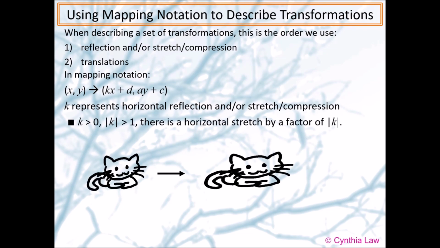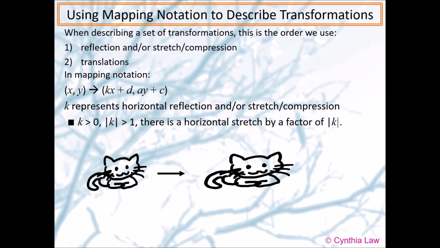When k is greater than 0 and the absolute value of k is greater than 1, there is a horizontal stretch by a factor of absolute value of k. So if you look at the cats, we have a transformation happening and it's a horizontal stretch. We can see that with our eyes. And because k is greater than 0, there's no reflection, so the cat is in the same orientation and same direction as before.